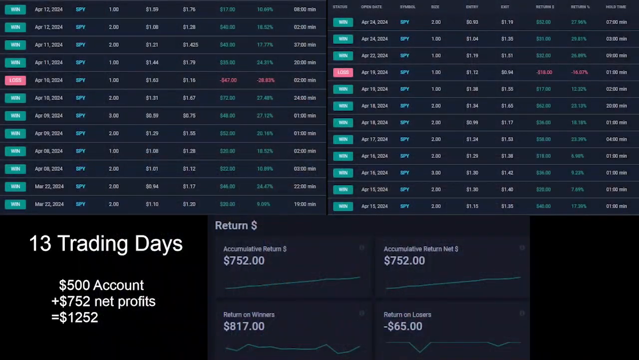So looking over at the trades here, this has been 13 trading days. Now in those 13 trading days, I have $752 in net profits. There's 2 losses in there. The 2 losses combined for $65. The profits combined for $817 for a net profit of $752. Add that to the $500 starting balance and you get $1252 in 13 trading days. So that's what I've been able to do with the account.